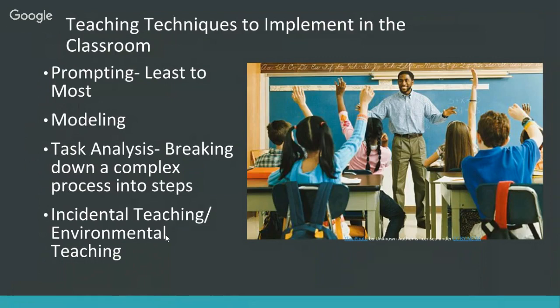Modeling is when we show the student what our expectations are and show the student how to perform the requirement, and the student copies that. Incidental teaching, environmental teaching is we teach it right when it happens. If a behavior occurs, we teach how to overcome that behavior, what could have been different right then.